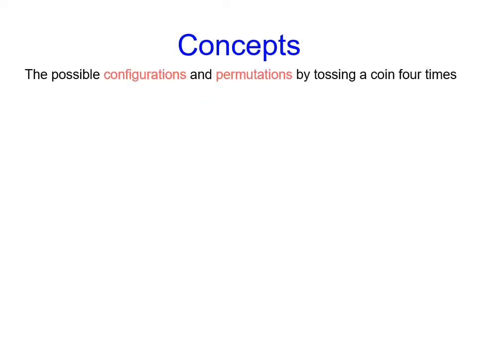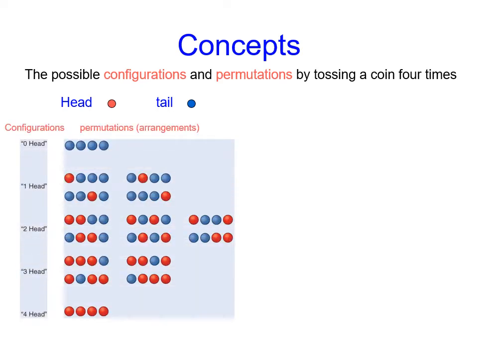Let's use a coin toss analogy to introduce important concepts, including configurations and permutations. A coin has two sides, a head and a tail. When a coin is tossed, either head or tail shows up. When a coin is tossed 4 times, here are the possible outcomes. Maybe every time head shows up, that's called 4 heads. Or every time tail shows up, so that's 0 heads.